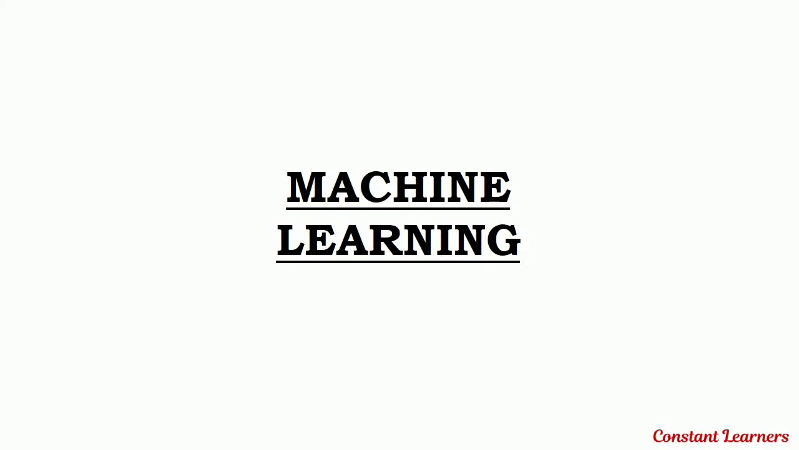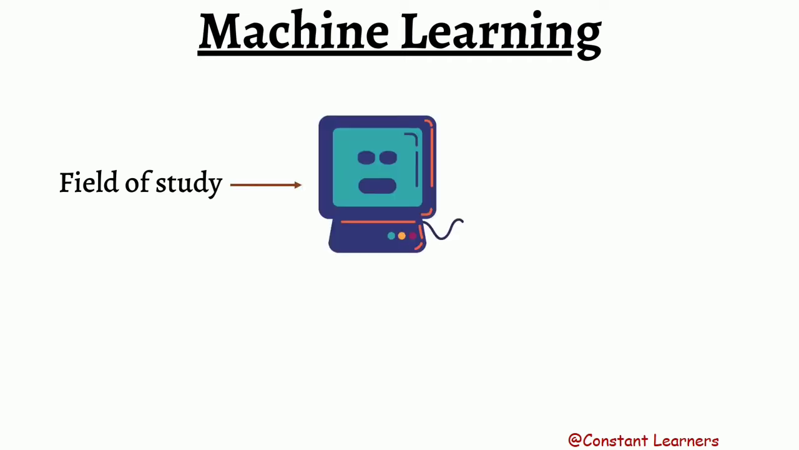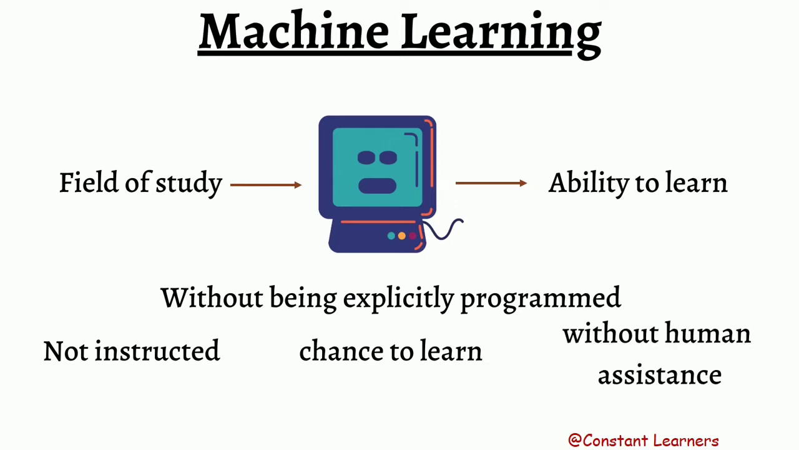In this video, we are discussing the concept of machine learning. Machine learning is the field of study that gives computers the ability to learn without being explicitly programmed. Without being explicitly programmed means what? The computers are not instructed or spoon-fed, okay? That means they're given a chance to learn the concepts without being actually programmed, that is, without any human assistance.